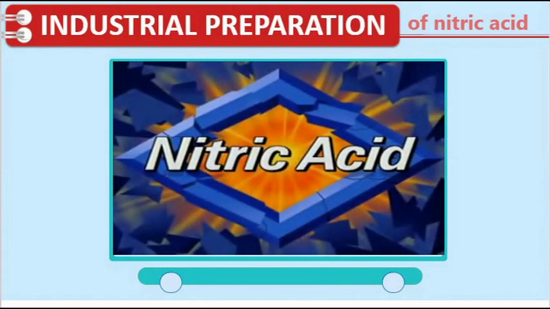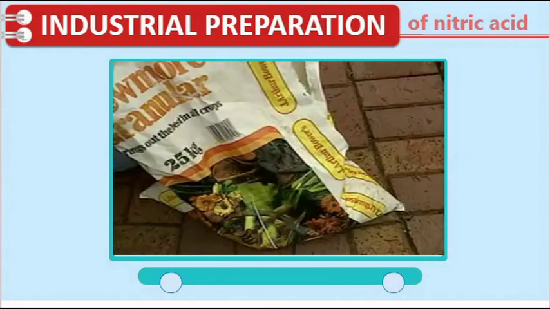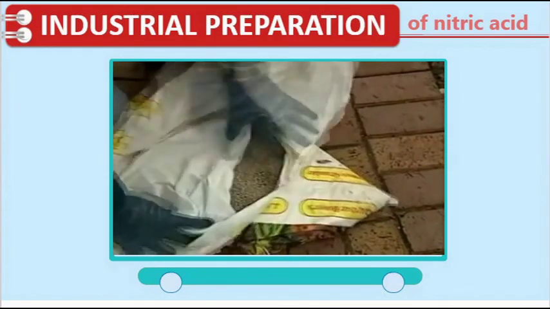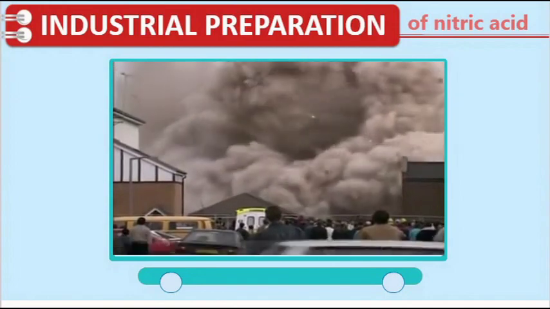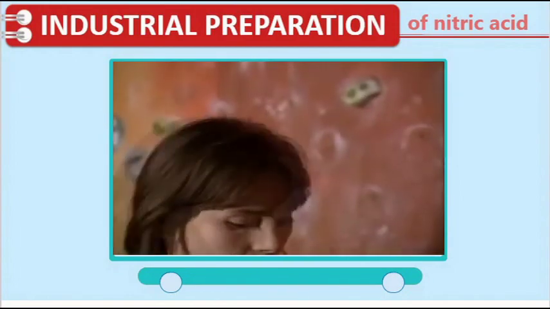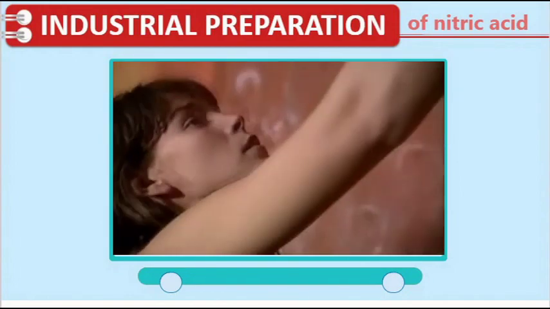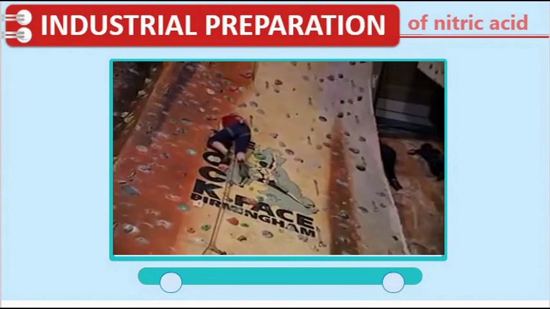About 60 million tons of nitric acid are made each year worldwide. Most is used to produce ammonium nitrate fertilizer. Ammonium nitrate is also used in explosives. Nitric acid is used in the making of nylon and for polymers that are used in sports clothing and swimwear.